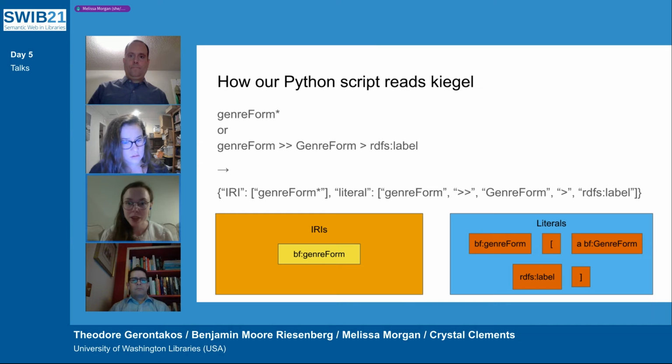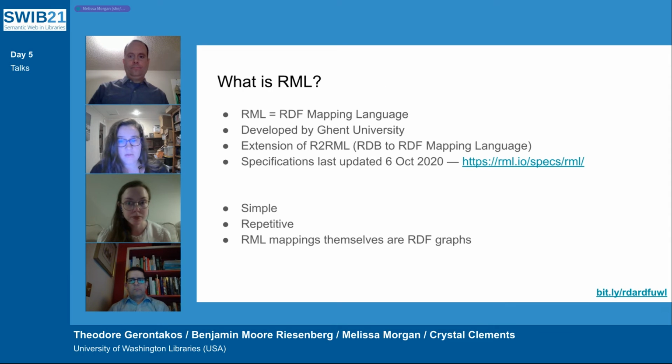So when our mapping goes into our Python script, this is how the script interprets that Kegel that we saw on the previous slide. So at the top, we have our Kegel. Just below that, we have a Python dictionary. And below that, I've put in a graphic that illustrates that dictionary. So we generate this dictionary for each RDA property we have mapped. We iterate through each dictionary, each list within that dictionary, and each item in that list, and then pass each item through a series of if-then statements in order to generate our RML.